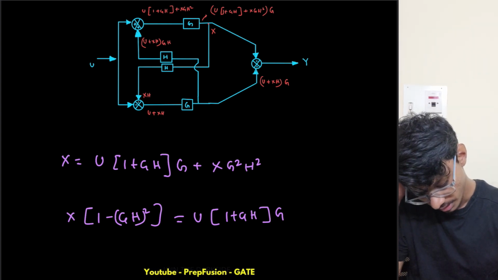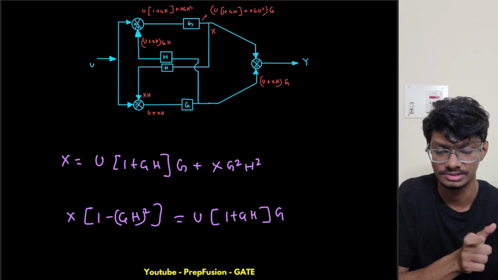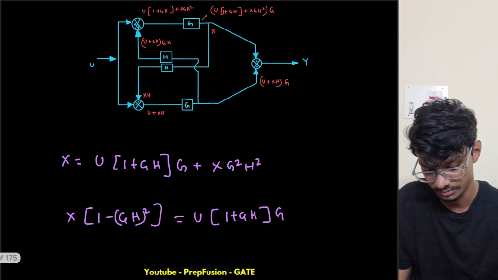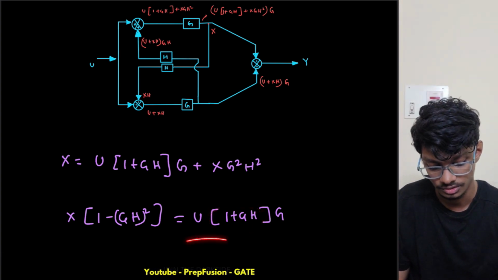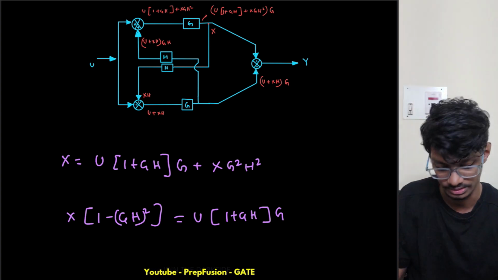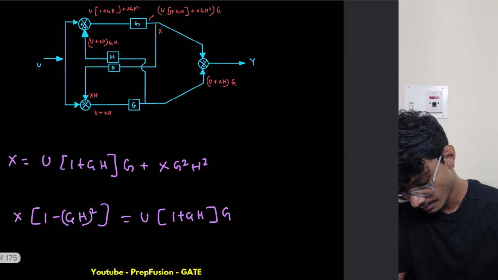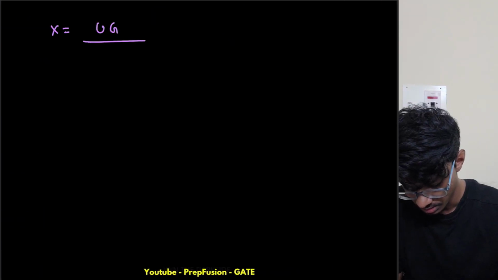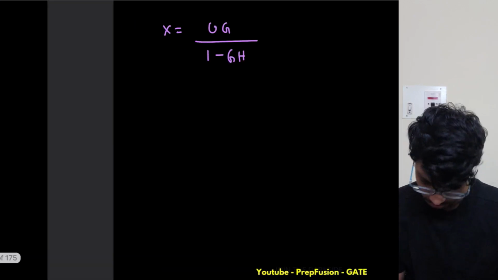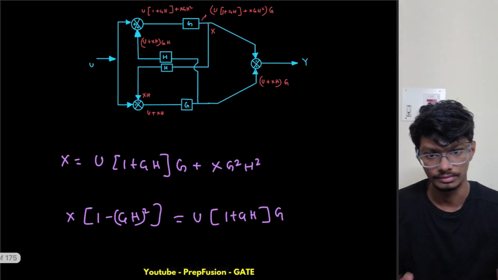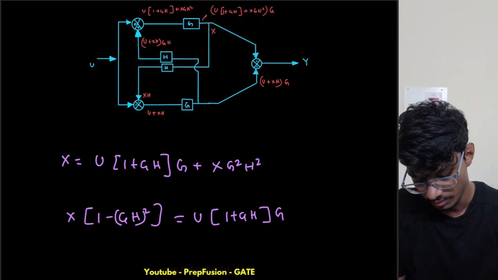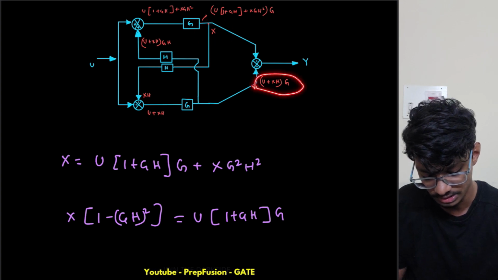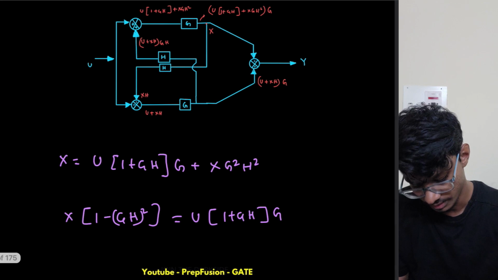Now let me replace 1 minus gh square. What I can write is 1 plus gh into 1 minus gh. So 1 plus gh will get cancelled with this one, and what I will be left with is u into g by 1 minus gh. So x equals u into g divided by 1 minus gh. Now what will this become? Here I have x plus u into xh into z equals y. So what is y equal to?